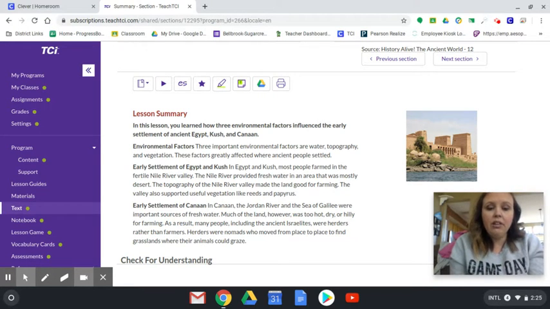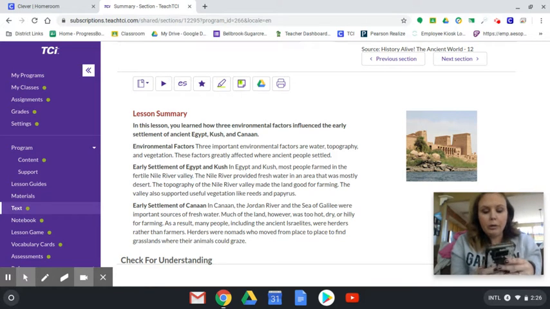And then the early settlement of Canaan. This is a really good source to summarize the whole section for you. But then I also wanted to give you some insight for the quiz.